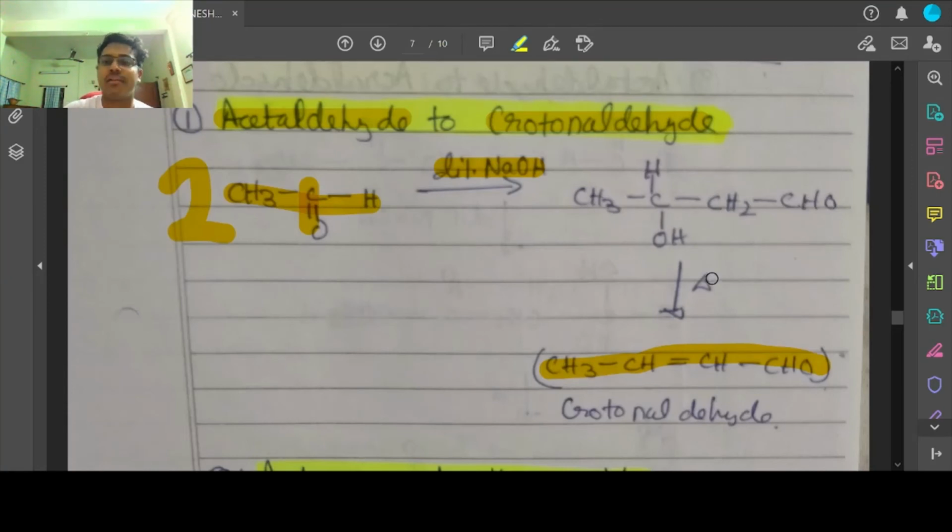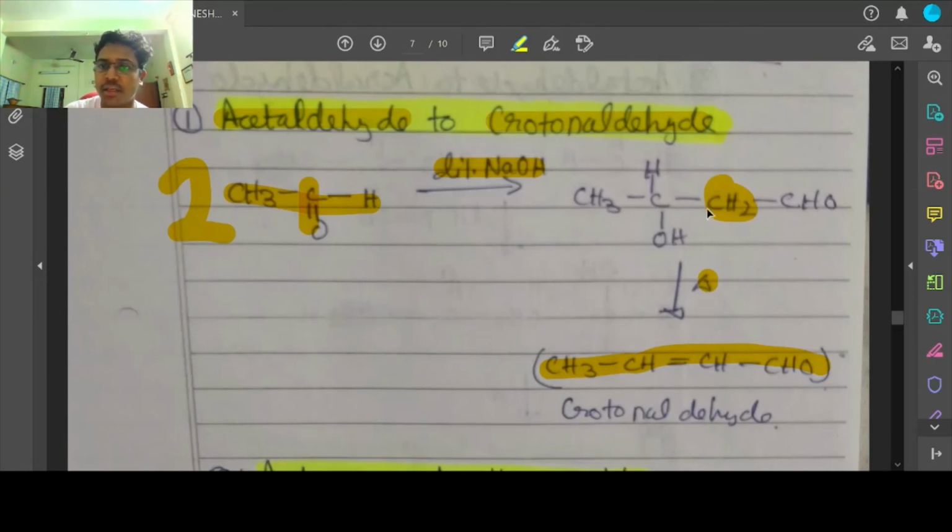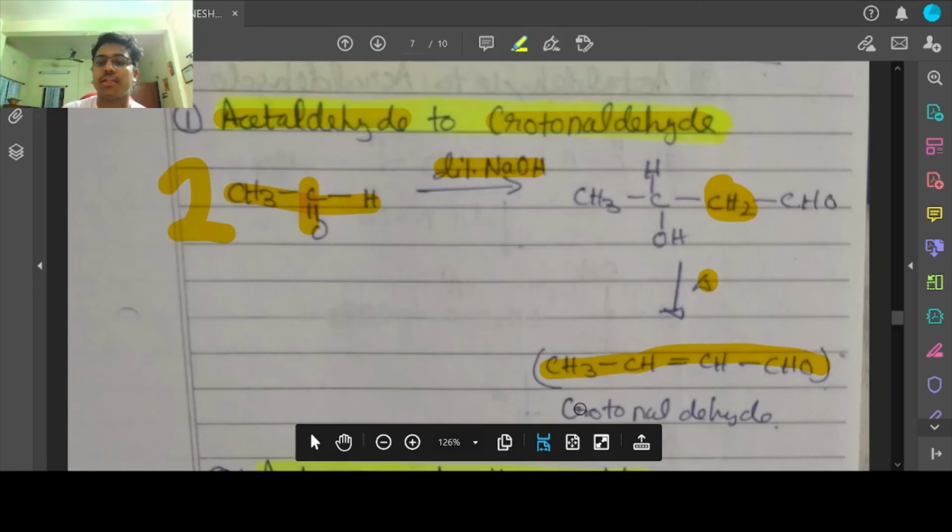Now it undergoes dehydration. On dehydration, one hydrogen from this CH2 and the OH from this carbon are removed. So water is removed, one H from here and one OH from here, and dehydration occurs. So CH3, CH, double bond CH, single bond CHO. This is known as protonaldehyde.